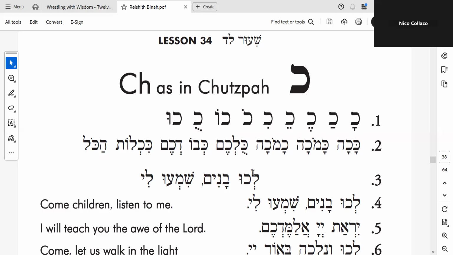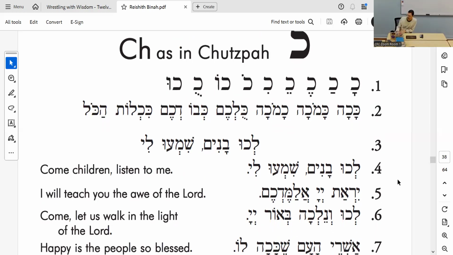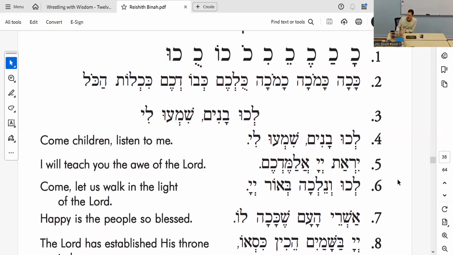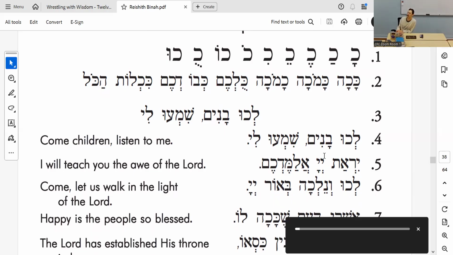Now, before you go ahead and read this word, we're going to substitute it when we read. We're not going to pronounce it as it is written. We're going to say Adonai instead.